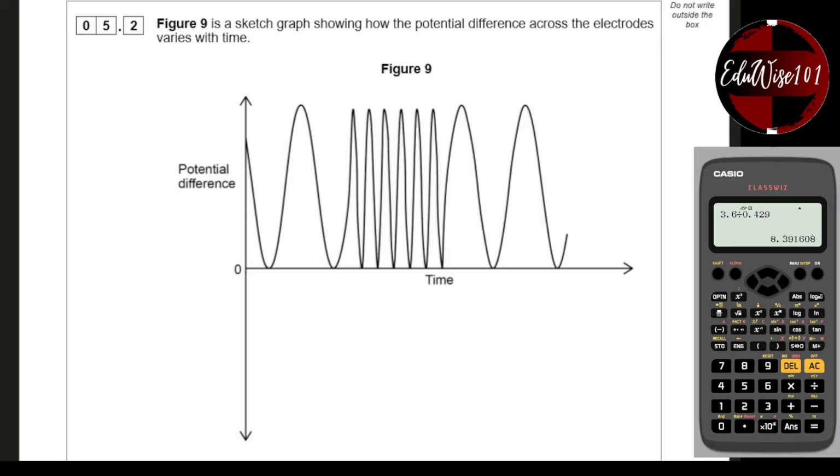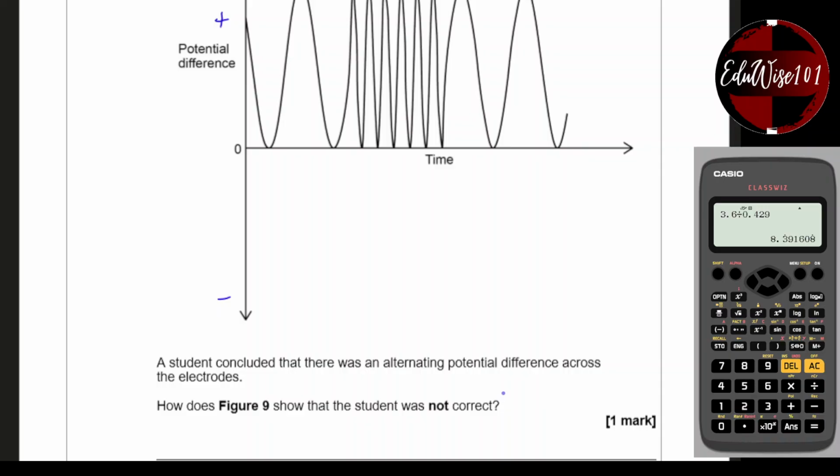Figure 9 is a sketch graph showing how the potential difference across the electrodes varies with time. So you can see the potential difference on the y-axis and the time along the x-axis, and the line for the graph is going on the positive side. So those are the positive values, and that would be the negative. A student concluded that there was an alternating potential difference across the electrodes. How does figure 9 show that the student was not correct?